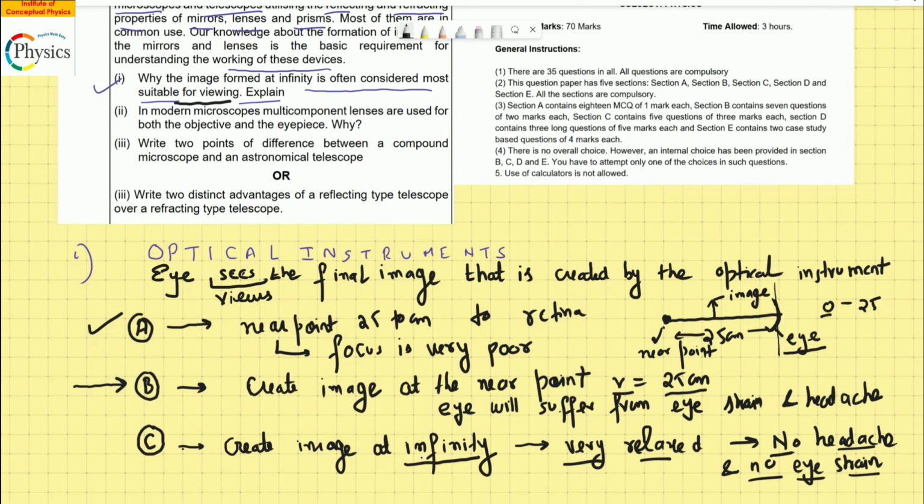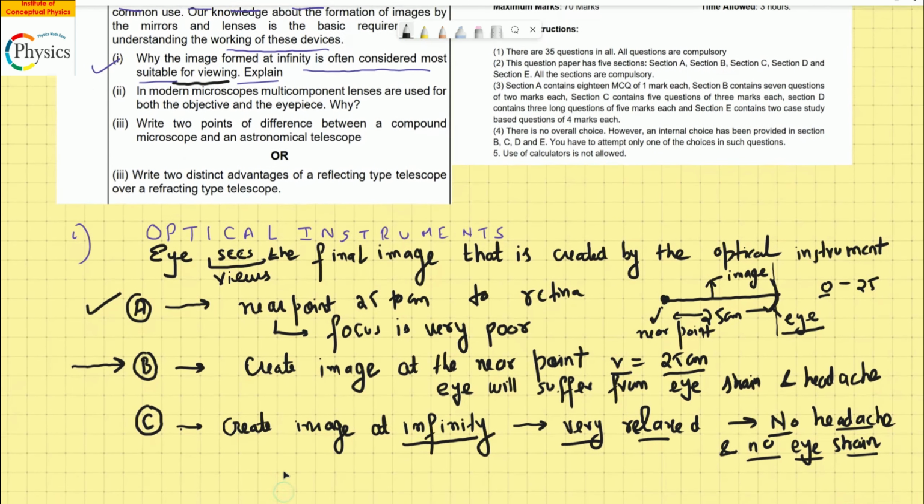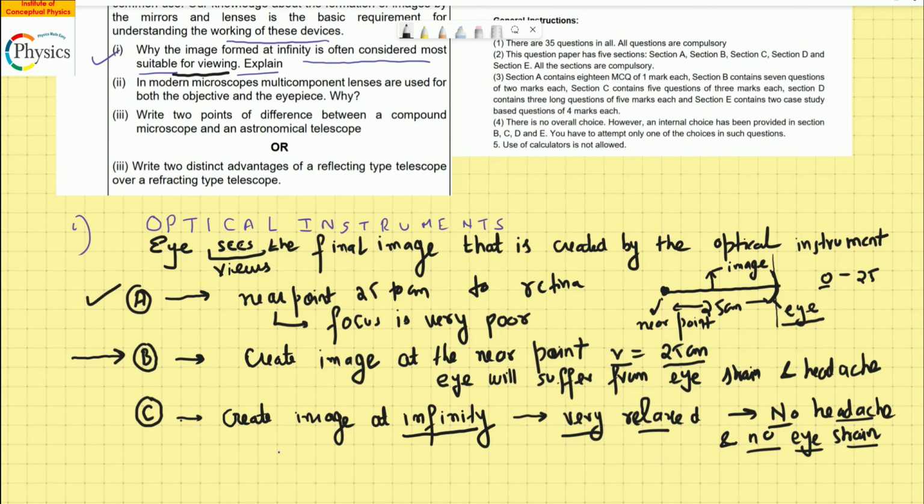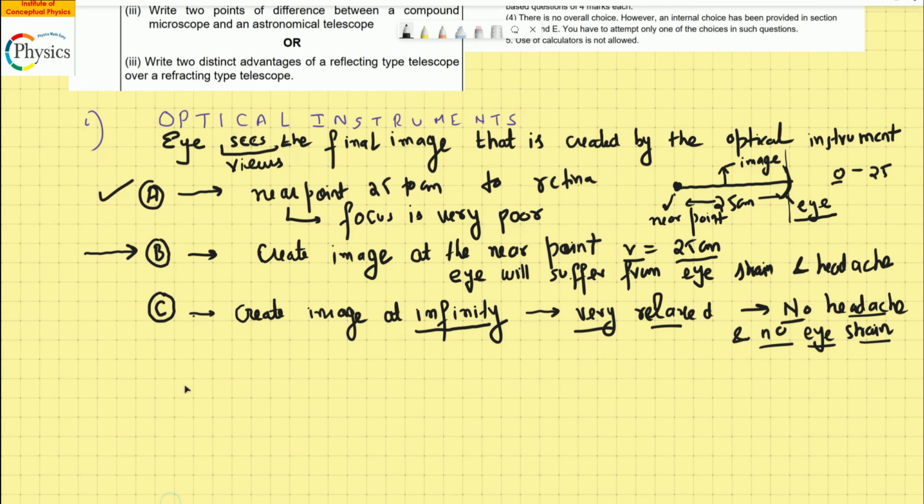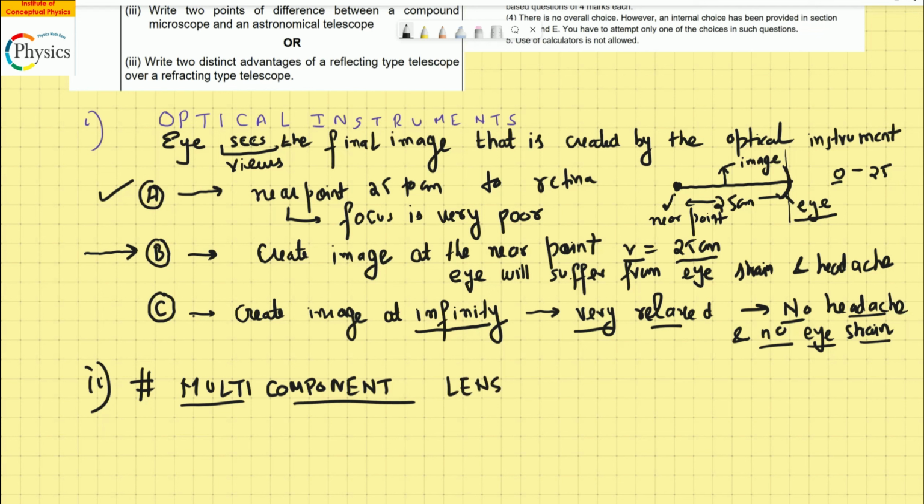Okay, now let's go to the second part of the question, let's read it. In modern microscope, multi-component lenses are used for both objective and eyepiece. Why? Now, a lot of students would not know what is a multi-component. So I'm doing the second one, okay? And the key word to note here is the multi-component lenses, okay? So these are used in a microscope. The modern microscopes are using multi-component lenses.